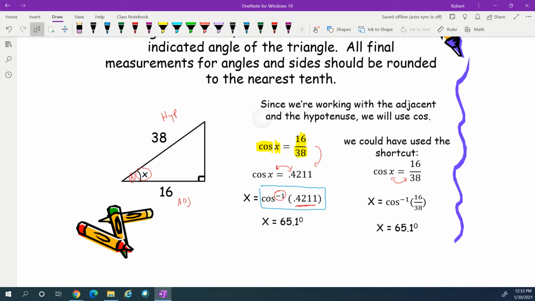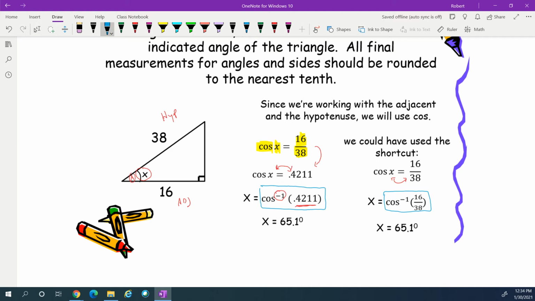So long as I use my parentheses correctly, instead of typing inverse cosine 0.4211, I could just do inverse cosine and let the calculator get the decimal and do all the work. But make sure that 16 divided by 38 is in parentheses. Otherwise, you might be affected by order of operations if you enter things wrong. Depends when you hit that equal sign. You're changing the order of operations. So put things in parentheses. Make sure that you're controlling the order of operations. And you can see we get the exact same results.